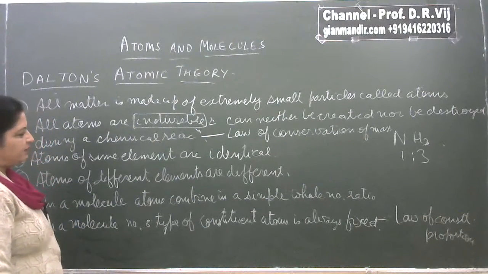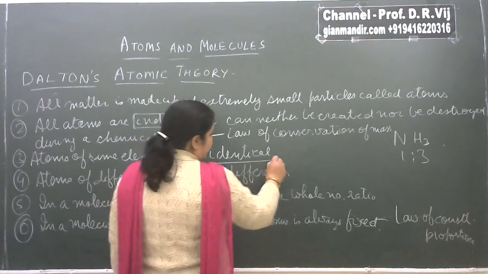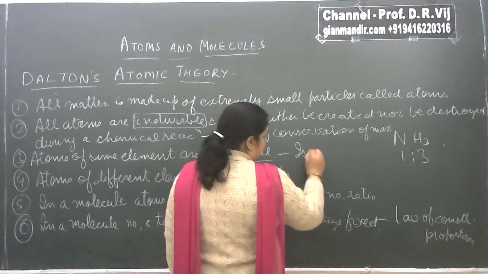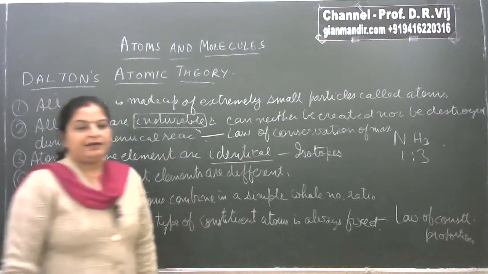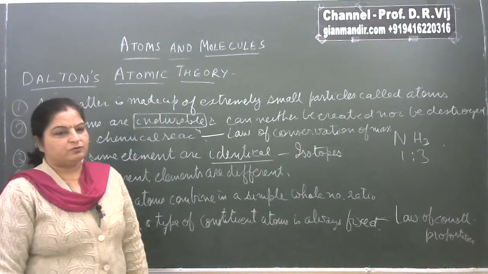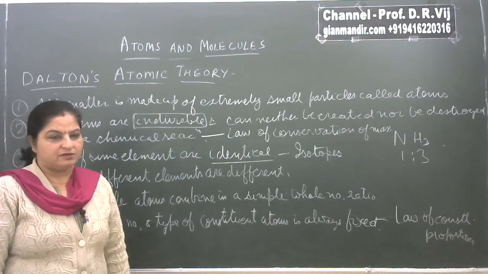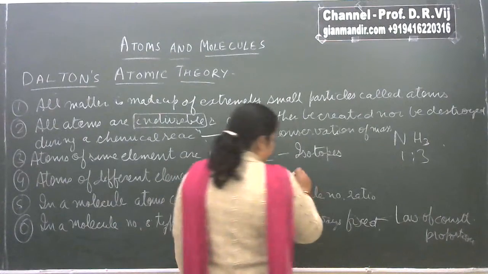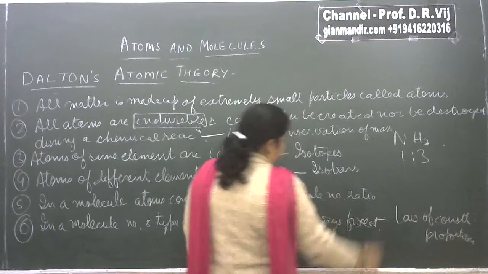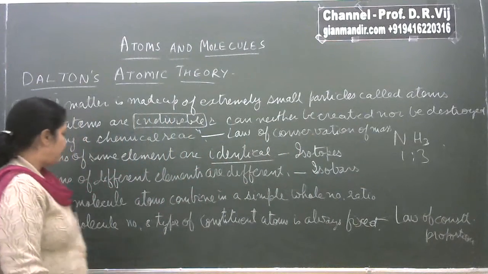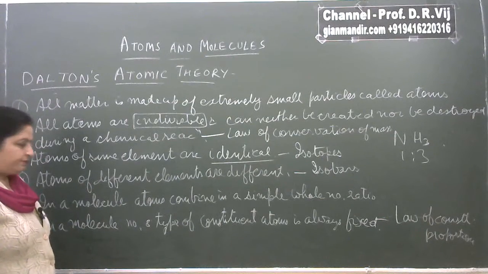Similarly, it was said here that atoms of the same element are identical in all respects, but again, there is a question mark after the discovery of isotopes. Later, we will be discussing isotopes, and you will observe how the discovery of isotopes puts a question mark on this postulate. Similarly, the discovery of isobars gives another question mark about the different types of atoms of different elements, right?